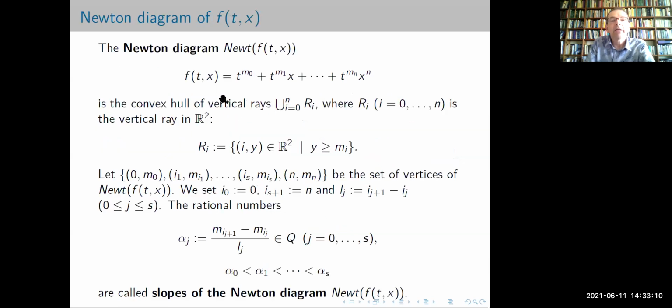So what it says is that we need to construct a Newton diagram of the polynomial in two variables t and x. So we start with this polynomial. What is a Newton diagram? It's not the same as the Newton polytope. This is some polyhedral domain, which is unbounded. It's a convex hull of vertical rays Ri that we can obtain from the exponents of this polynomial. So there will be exactly n plus one rays in the vertical direction. Each ray is the set of points over integer i, where y varies starting from ni.